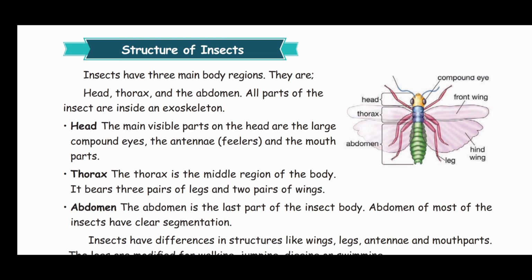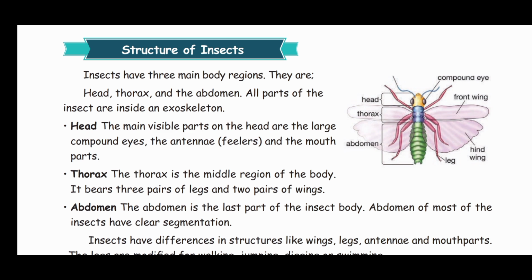Next, thorax. The thorax is the middle region of the body. So the thorax will be in between the head and the abdomen. It bears three pairs of legs and two pairs of wings. So in this region only it has its legs. How many pairs? Three pairs. So totally 6 legs it will have, and two pairs of wings. One pair means two, so totally it has 4 wings.